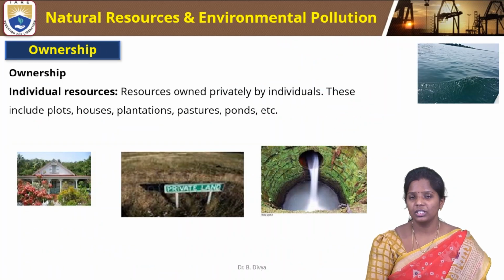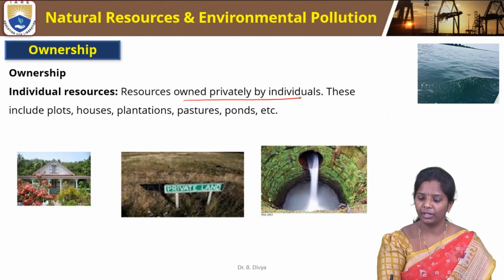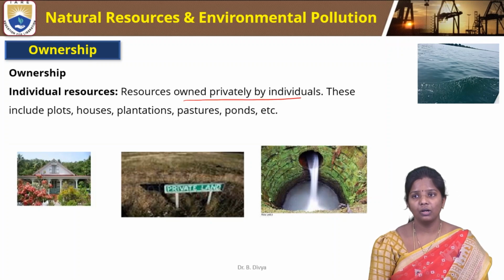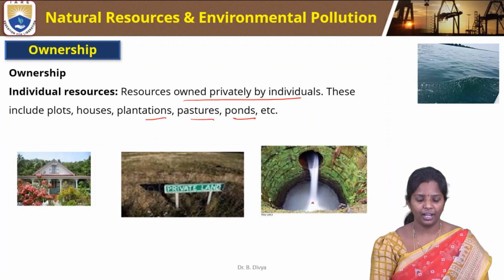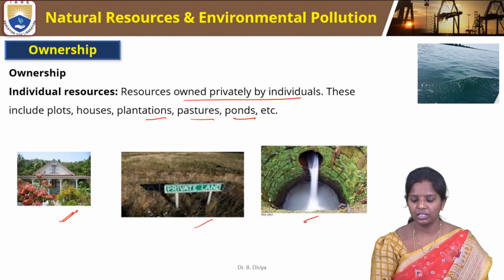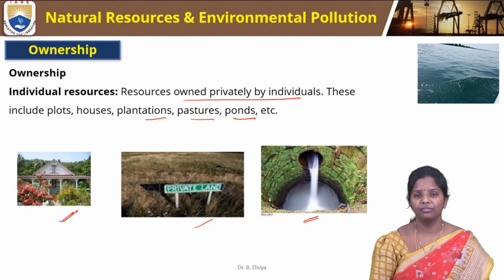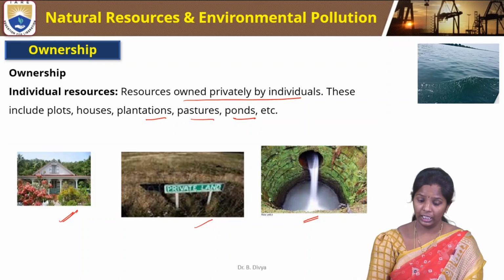Then ownership. We are saying resources, but who has to take care of them, who has the legal authority over them? There are different ownerships for resources. Individual resources are owned privately by individuals, including plots, houses, plantations, pastures, ponds, etc. For example, we own our own house, a private land, or a pond that we can buy, or on land we have, we make a pond. That has ownership only by the particular individual.